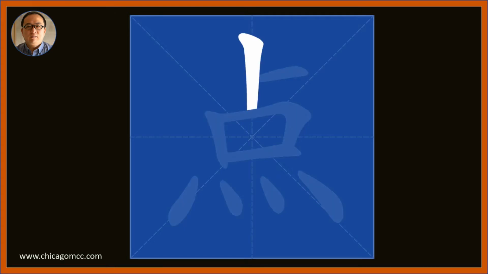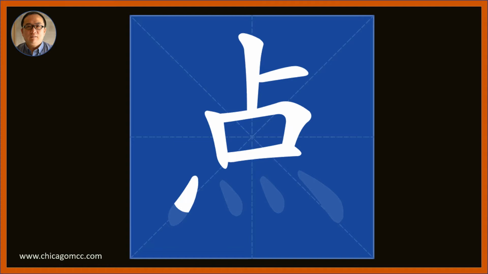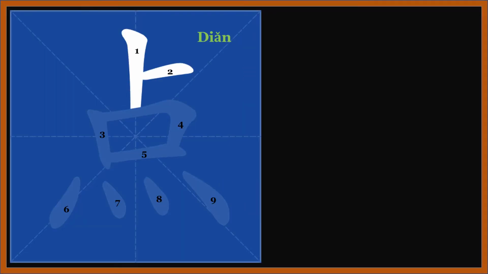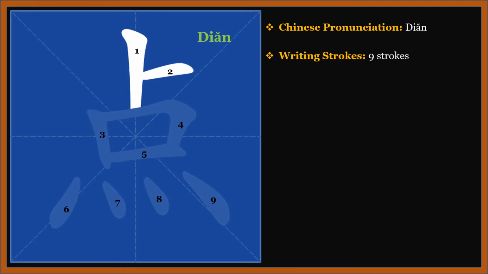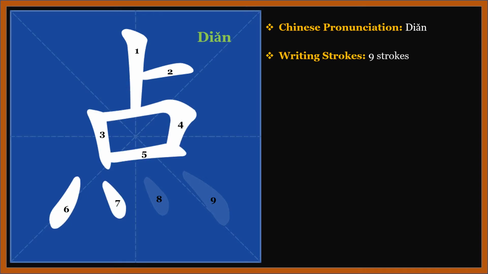Today I'm going to show you a very frequently used Chinese character. Now let's get started. The character we're about to learn today is pronounced dian, which is the third tone. This character is composed of 9 writing strokes as shown here on the left in an animated image.